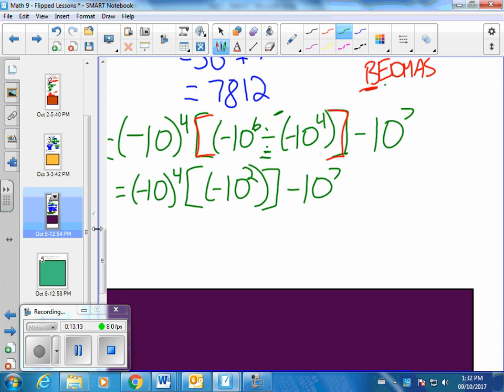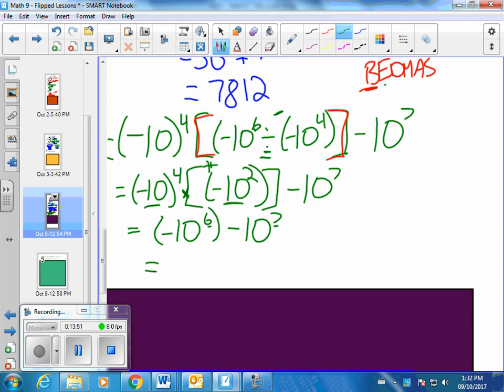Exponents, I have to deal with them, but before I do that, I notice that I have numbers with the same base, so I'm going to simplify. What they are doing here is multiplying. So I know that I can add my exponents. So I get negative 10 to the 6th minus 10 to the 7th. Now, there is nothing I can do with these exponents, so now I just have to solve it.